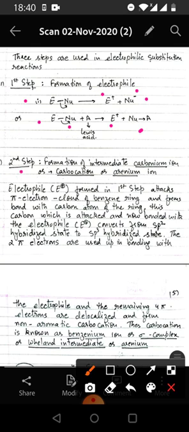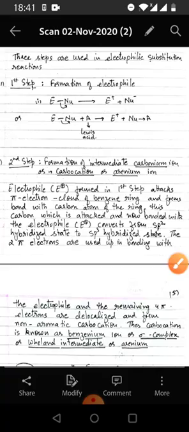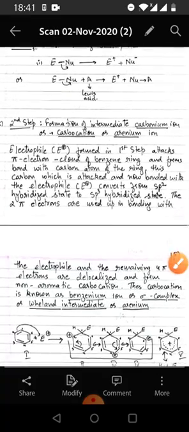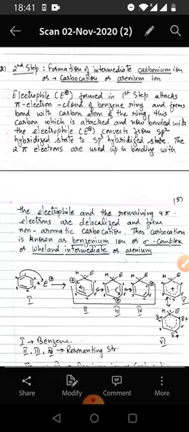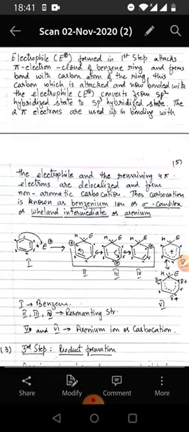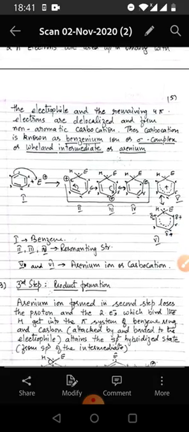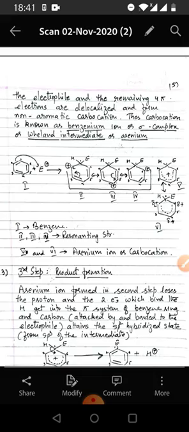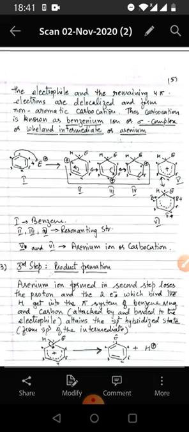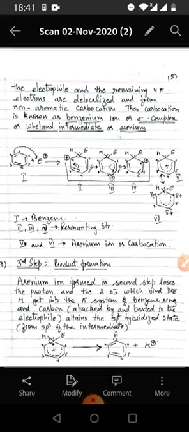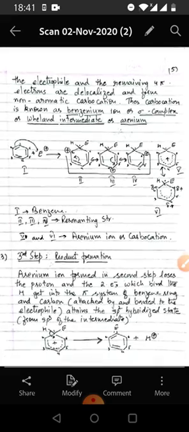The second step is formation of intermediate carbonium ion or carbocation or arenium ion as we say it. So we see that electrophile formed in first step attacks pi electron cloud of benzene ring and forms bond with carbon atom of the ring. This carbon atom which is attacked and now bonded with the electrophile converts from sp2 hybridized state to sp3 hybridized state, and the 2 pi electrons are used up in bonding with the E, that is the electrophile, and the remaining 4 pi electrons are delocalized and form non-aromatic carbocation. These carbocations are known as benzenium ion or sigma complex or valence intermediate or arenium ion.